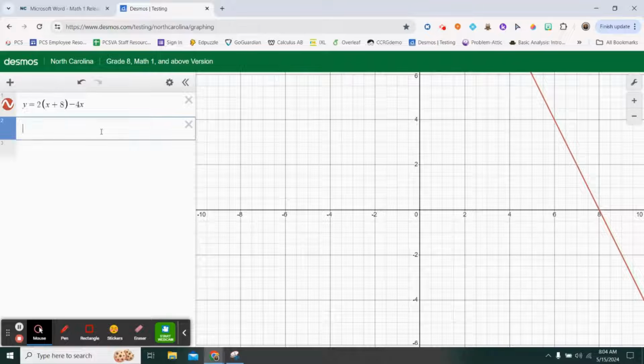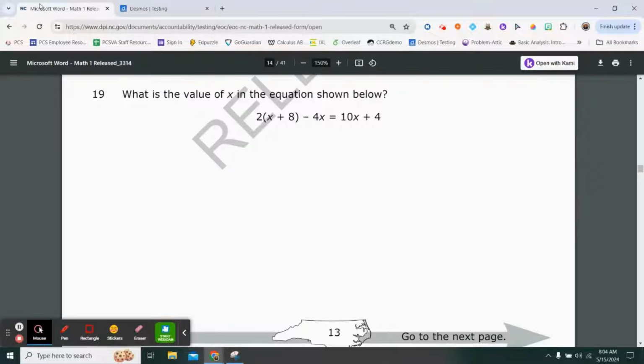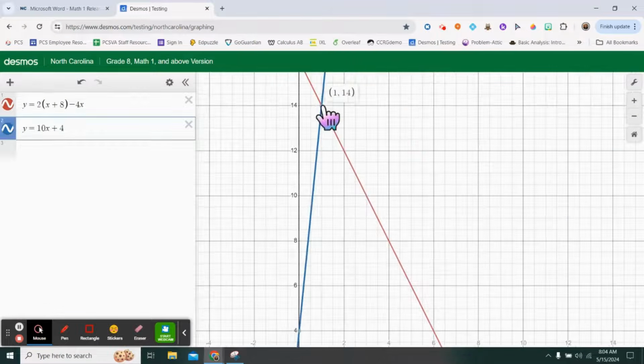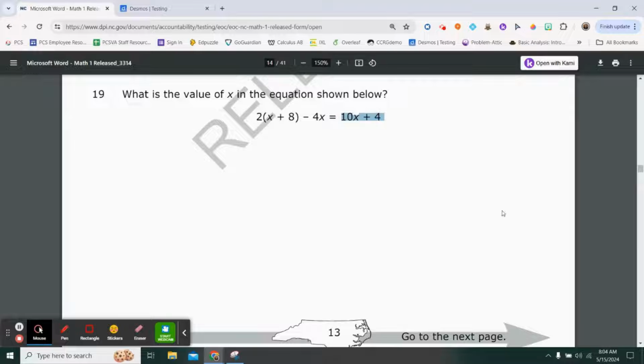Again, this is number 19 from the release exam. The right side of the equation is 10x plus 4. I've typed in the left side. Then I did y equals the right side. And I'm going to find their point of intersection. The x value would be the answer. So the answer to that question is 1. I solved it without using any algebra.